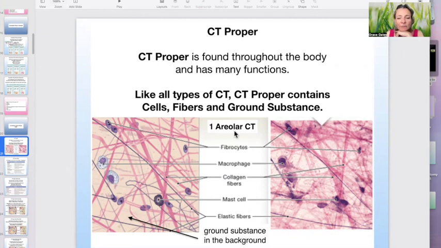This is a picture of a particular kind of connective tissue proper, areolar connective tissue. So it's just one of 5 kinds, but it's showing you that in there are cells, there are these long strips, which are fibers, and then there's a background that's sort of tannish orangey in the back, that's ground substance.